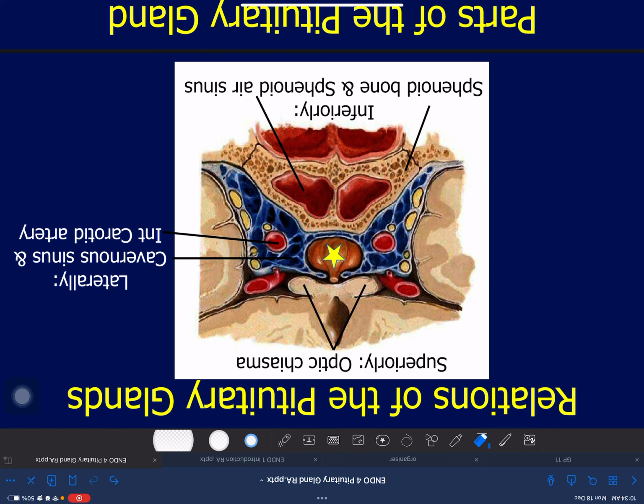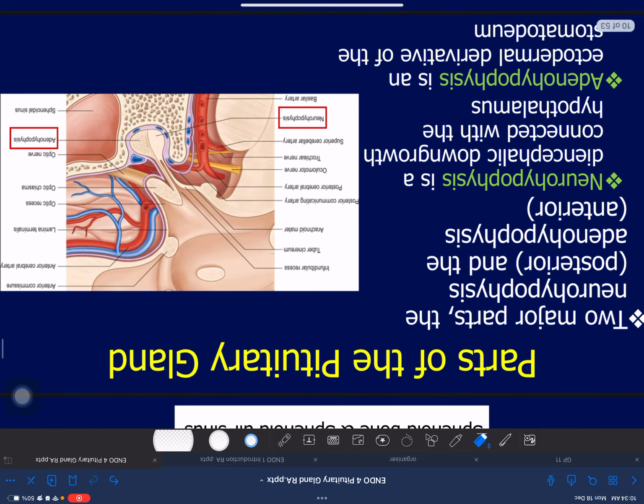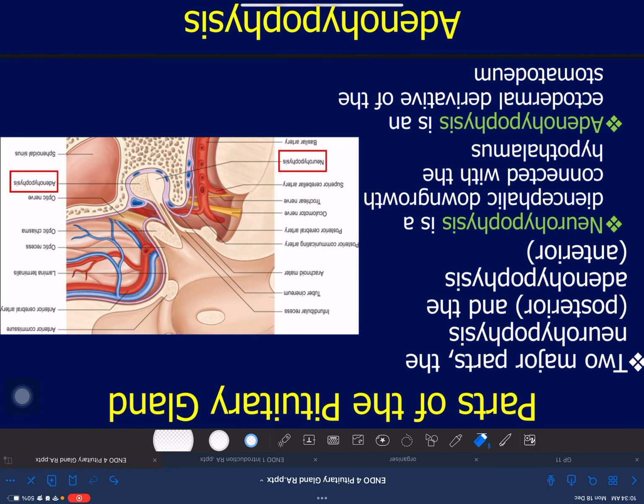So the parts of the pituitary gland, again: the neurohypophysis is posterior and the adenohypophysis is anterior. The neurohypophysis is the diencephalic downgrowth connected with the hypothalamus. The adenohypophysis is an ectodermal derivative of the stomatodeum. This is like the embryological derivative: one from the diencephalon, the other from the ectoderm.